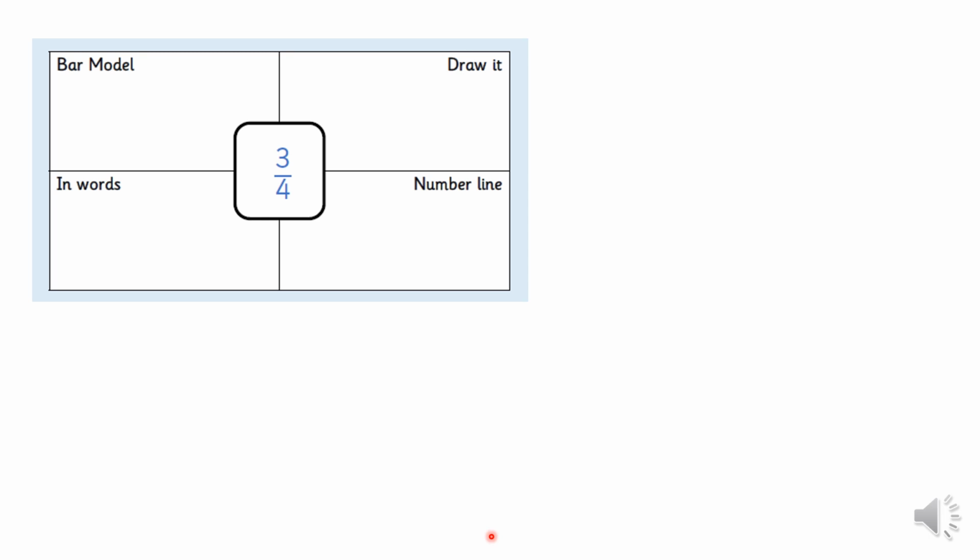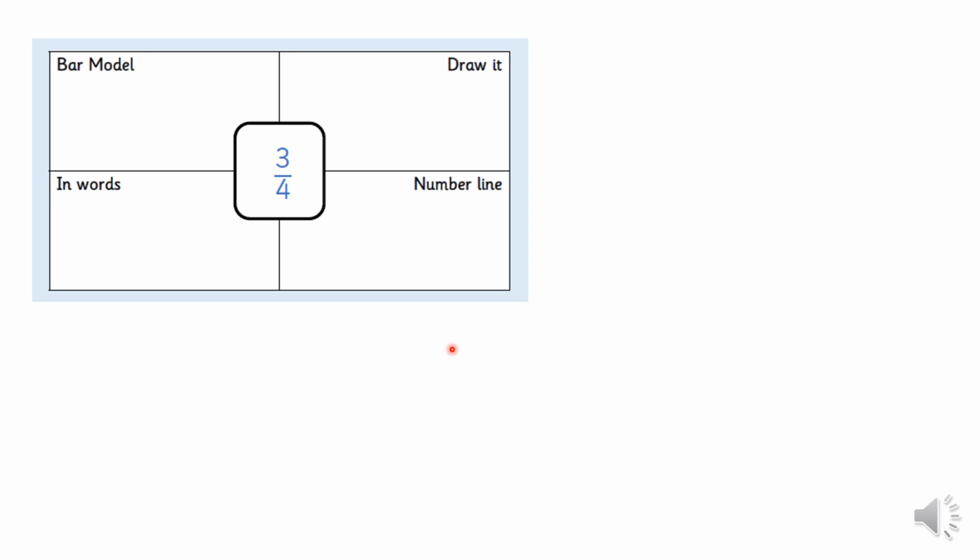I want to have a quick look at how we can actually represent fractions. There are a number of different ways. Here I've got 3/4. I've thought we could look at how we can write it in words, how we can show it through a bar model, how we could possibly draw it, and how we could do it on a number line. If you want to take a quick pause, you can do and see how you would do it.